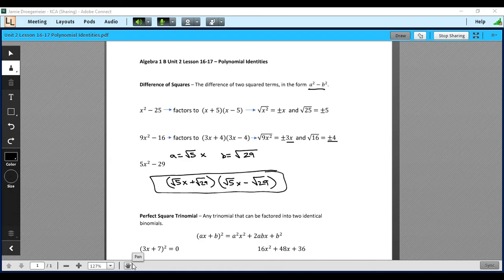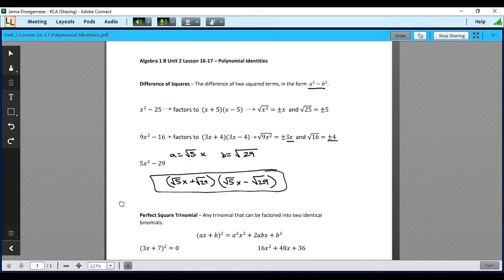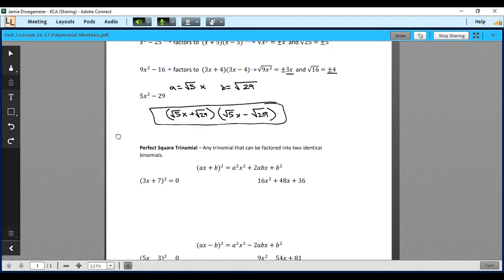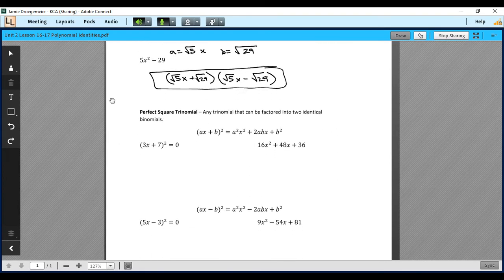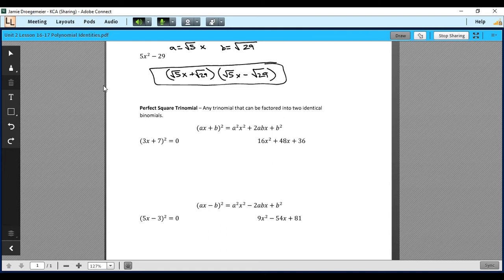We also have an identity that works with perfect square trinomials. And remember, we said a perfect square trinomial is any trinomial that can be factored into two identical binomials. And so we have two different situations here. If we have two binomials, ax plus b, if that ax plus b is squared, we know that we could simplify it into this trinomial: a squared x squared plus 2abx plus b squared.